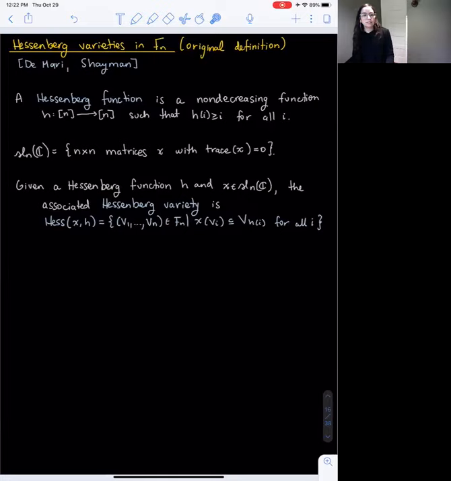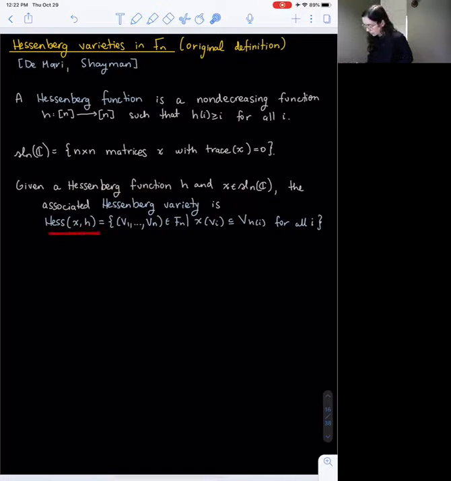And so to define a Hessenberg variety, that's one of the inputs. And the second input is going to be an element of the Lie algebra of SL_n. So the Lie algebra of SL_n consists of the n by n matrices X such that their trace is 0. Okay. So as I mentioned, if you give me a Hessenberg function and an element of your Lie algebra, then you can construct a Hessenberg variety.